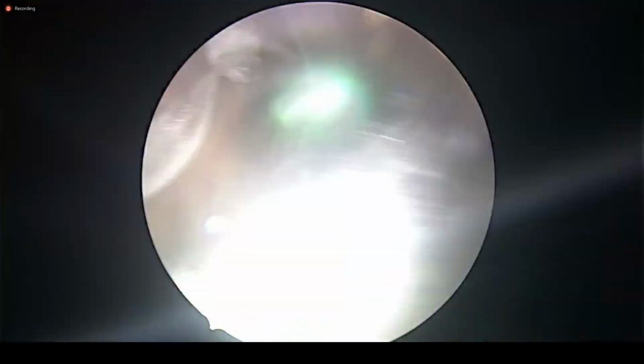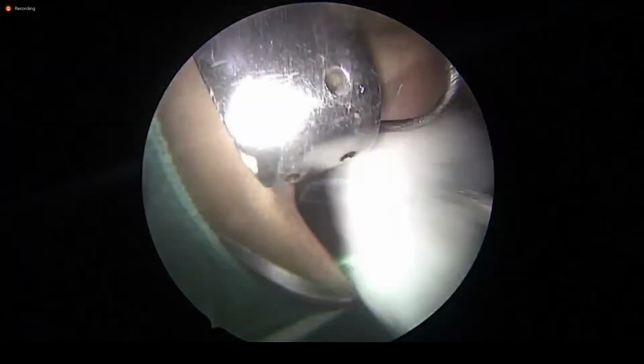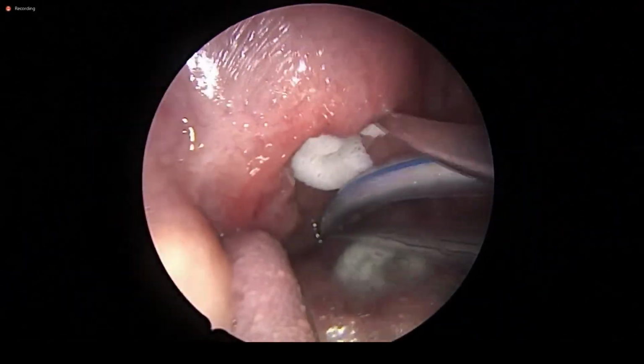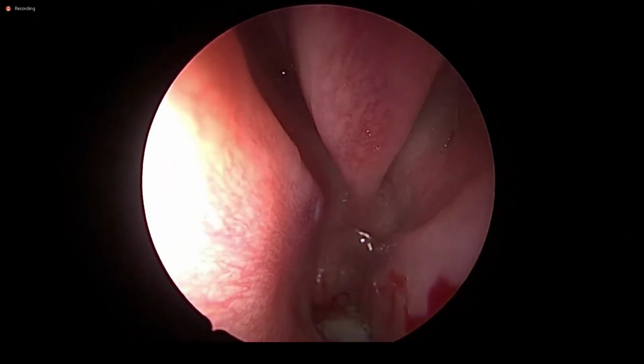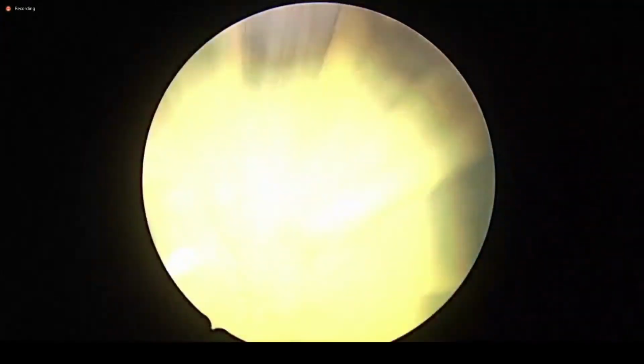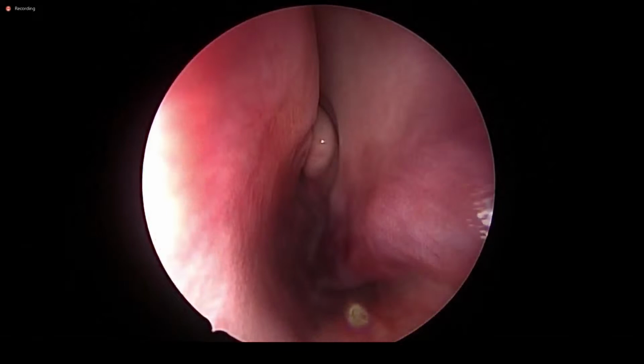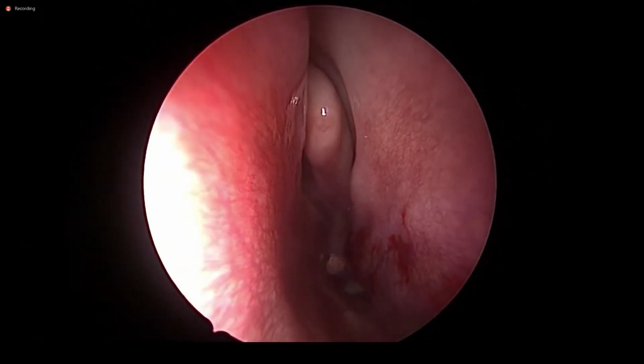Once again, I'll show you this topical decongestion from behind. See this? Yes, sir. We are seeing. This topical decongestion from behind once again. So more and more topical decongestion to decongest the adenoid surface.